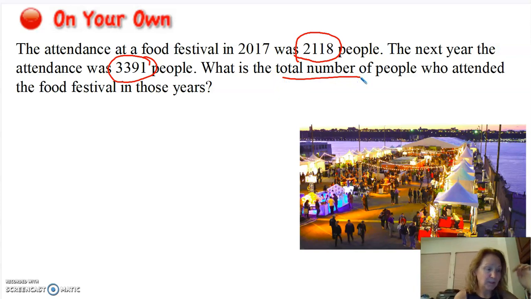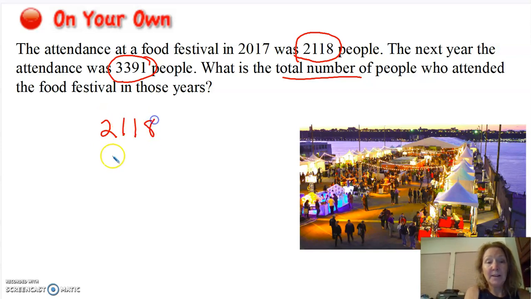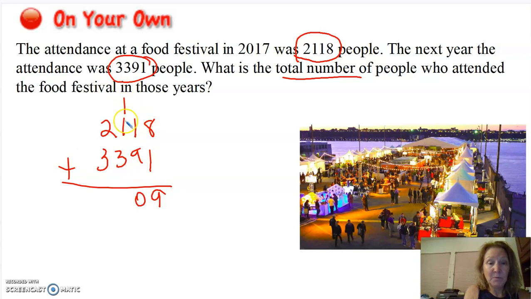Okay, so total means I'm going to be adding in this case. I'm not trying to find out how much more. So I take the 2,118 and I add the 3,391 to it. So I get 9. 9 plus 1 is 10. Regroup. 1, 2, 5, and 5. So there was a total of 5,509 people.